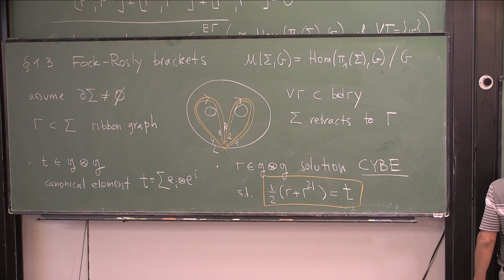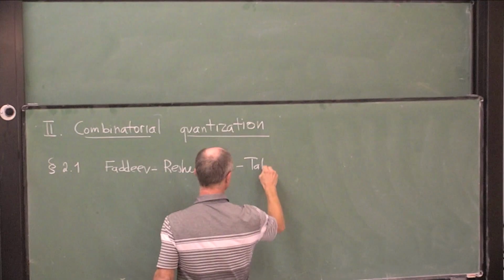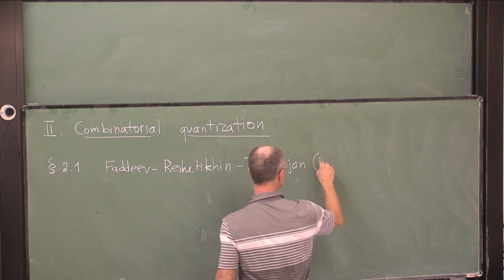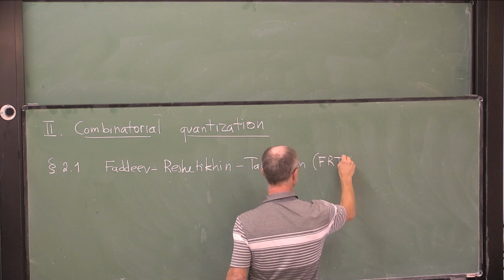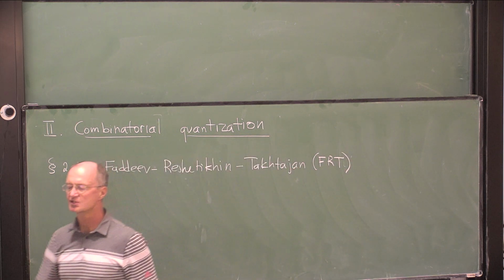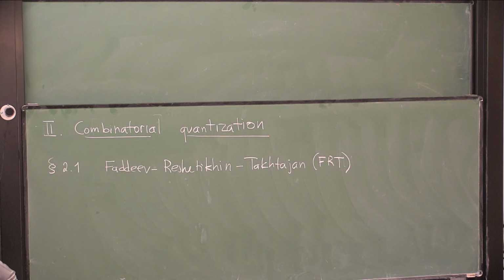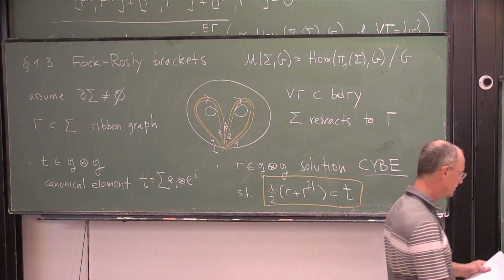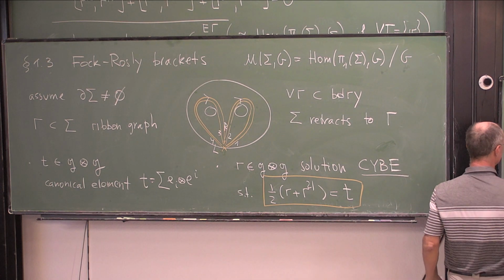quantum groups due to the so-called FRT, Faddeev, Reshetikhin, and Takhtajan. Because it introduces the right notation and it introduces the way to present the quantization scheme for co-crossed brackets. So first, maybe a rather general idea.